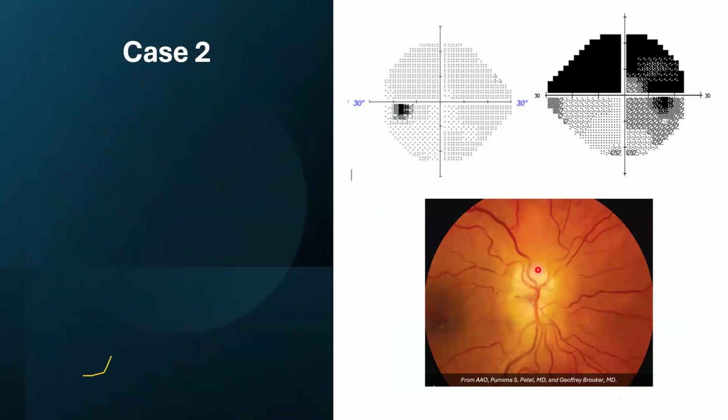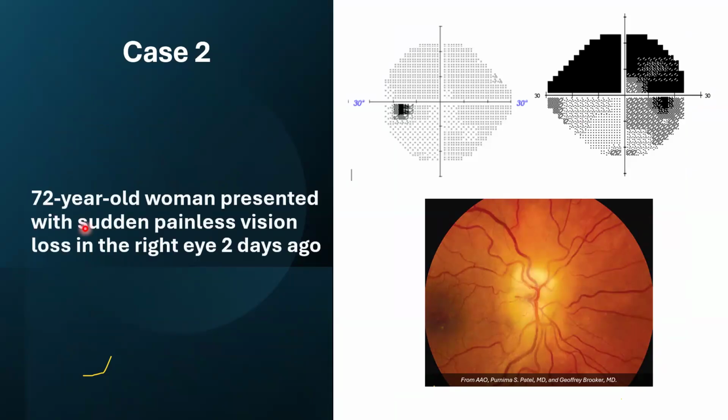Let's take another case. A 72-year-old presented with sudden, painless visual loss in the right eye 2 days ago. Examine the retina. There is a swollen optic nerve, with swelling that is more in this area, and that's the visual field, a superior altitudinal visual field defect. Any guess what's going on here?